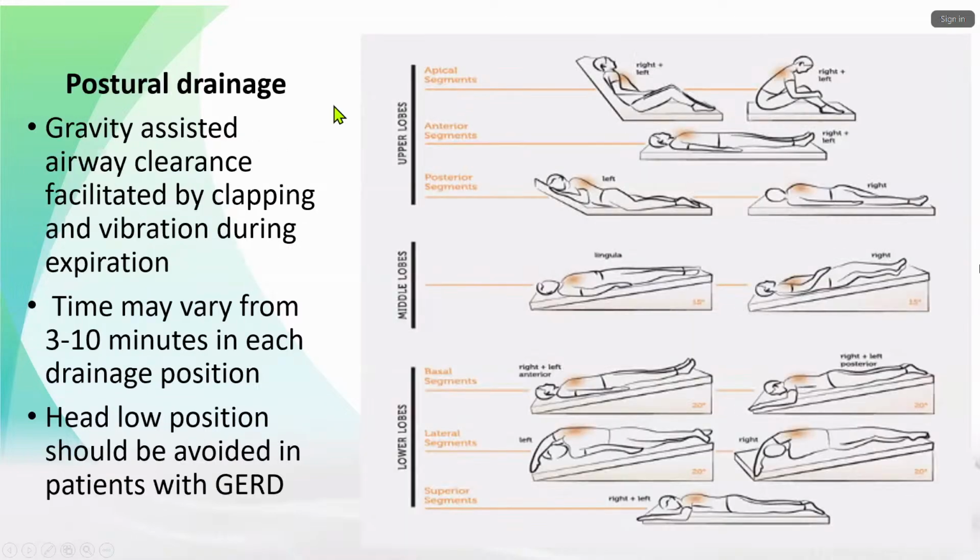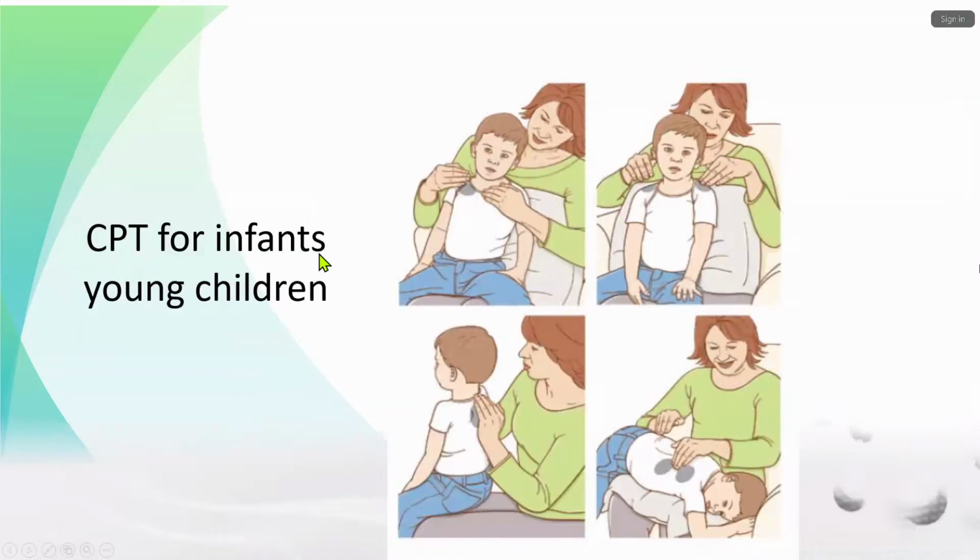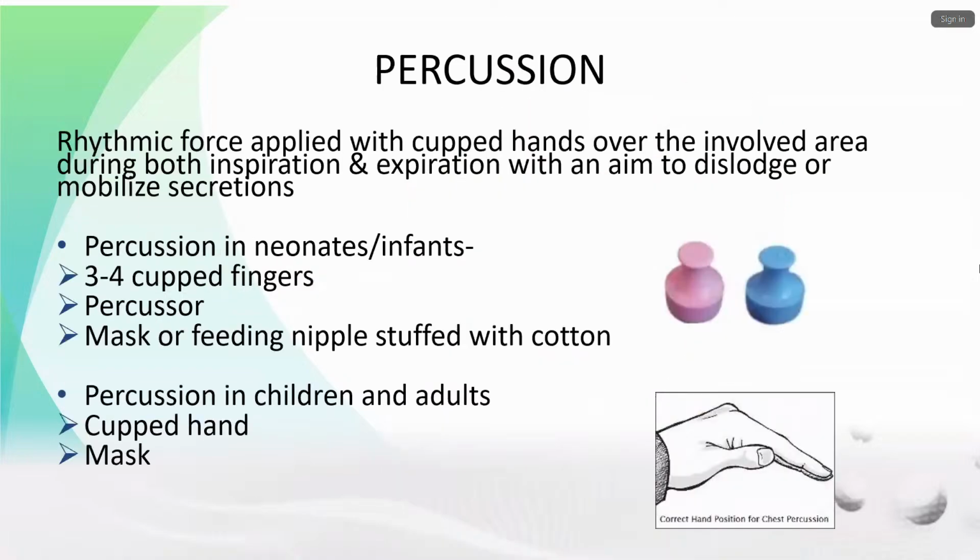Most commonly we are aware of and well conversant with postural drainage, in which gravity-assisted airway clearance is facilitated by clapping and vibration during expiration. Time may vary from 3 to 10 minutes in each position, so a total of 20 to 30 minutes. The head-low position should be avoided if there is a risk of gastroesophageal reflux disease, and these are various positions which we use. In infants, it can be done by the mother when the infant is in the mother's lap in the same way.